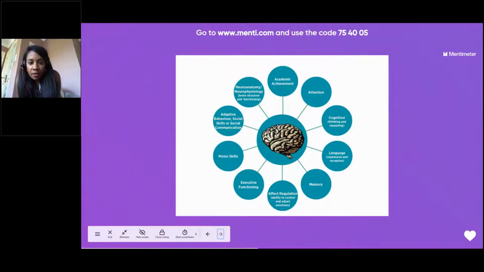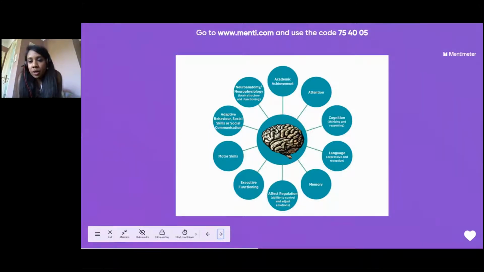The other areas that are important to consider are executive functioning. So that's not just thinking about academic tasks, but also thinking about our day-to-day tasks, organizational skills. Can a child pack a bag for school? Can they get themselves dressed and get everything in the right order? And we've got motor skills. And then the other big area is social skills and social communication skills.